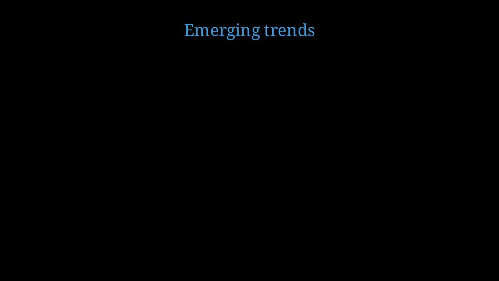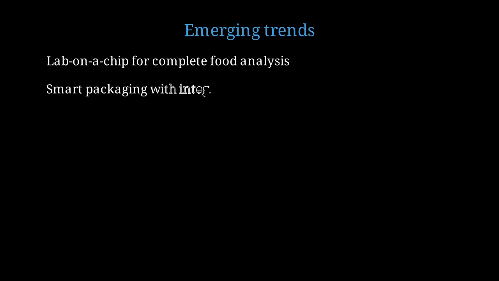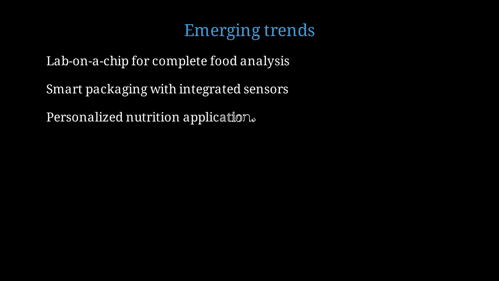Despite these challenges, several exciting trends are emerging. Lab-on-a-chip devices can perform complete food analysis from sample preparation to detection in a single device. Smart packaging incorporating microfluidic sensors can monitor food freshness in real time. Personalized nutrition could use microfluidics to create custom nutrient formulations for individuals. Microfluidics is playing a role in cellular agriculture and the production of cultured meat products.